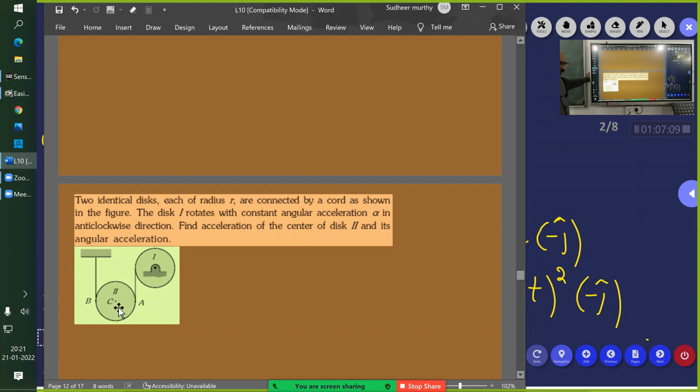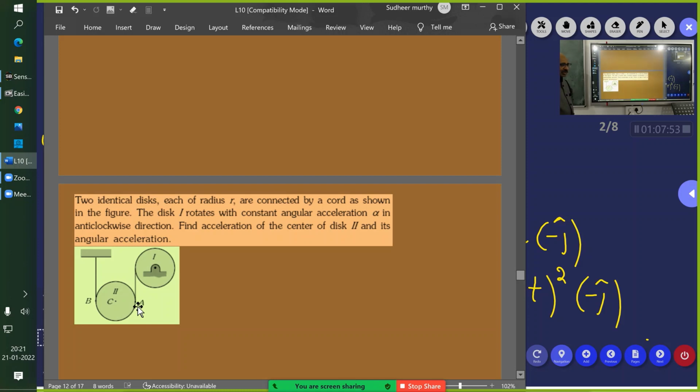Sir, here I used the NLM concept, because the acceleration of B is 0 and the acceleration of A downwards is alpha R, so the acceleration of the center of the disk will be the average of the accelerations of A and B. So you have taken B as the center of rotation, ICR? Did you take B as ICR? No, sir. Then how did you get alpha R by 2 here? In NLM we had done this, sir: the acceleration of C will be the average of the accelerations of A and B. How did you get there?